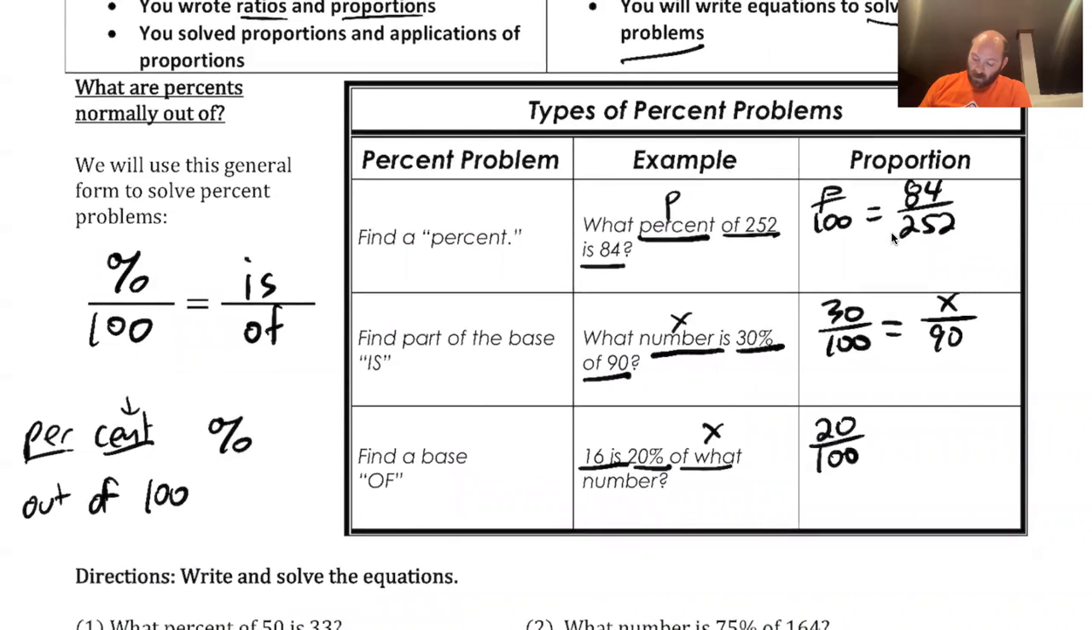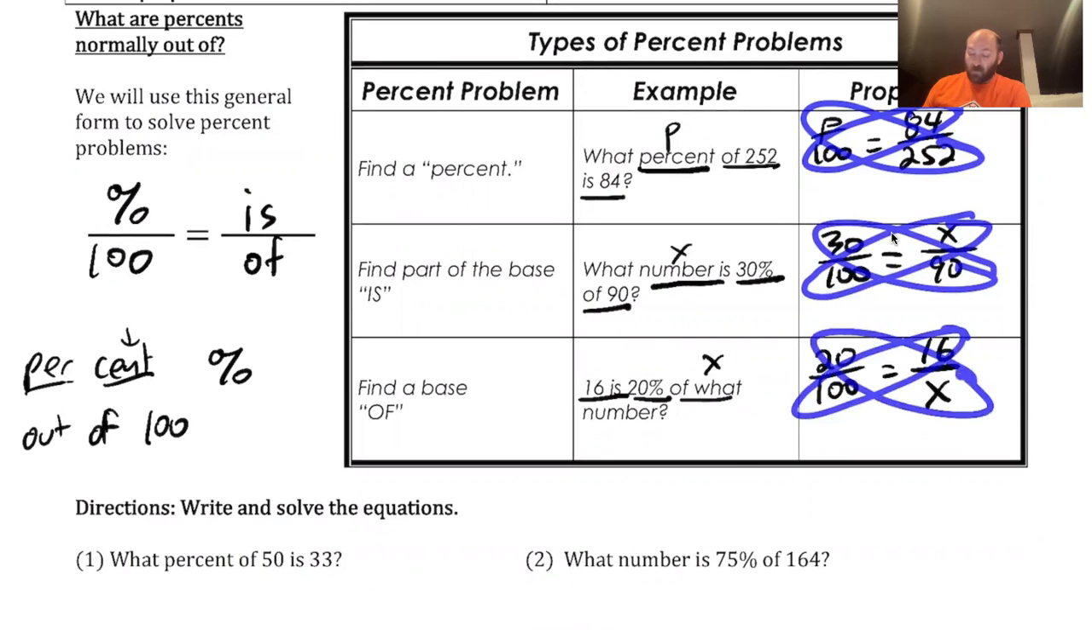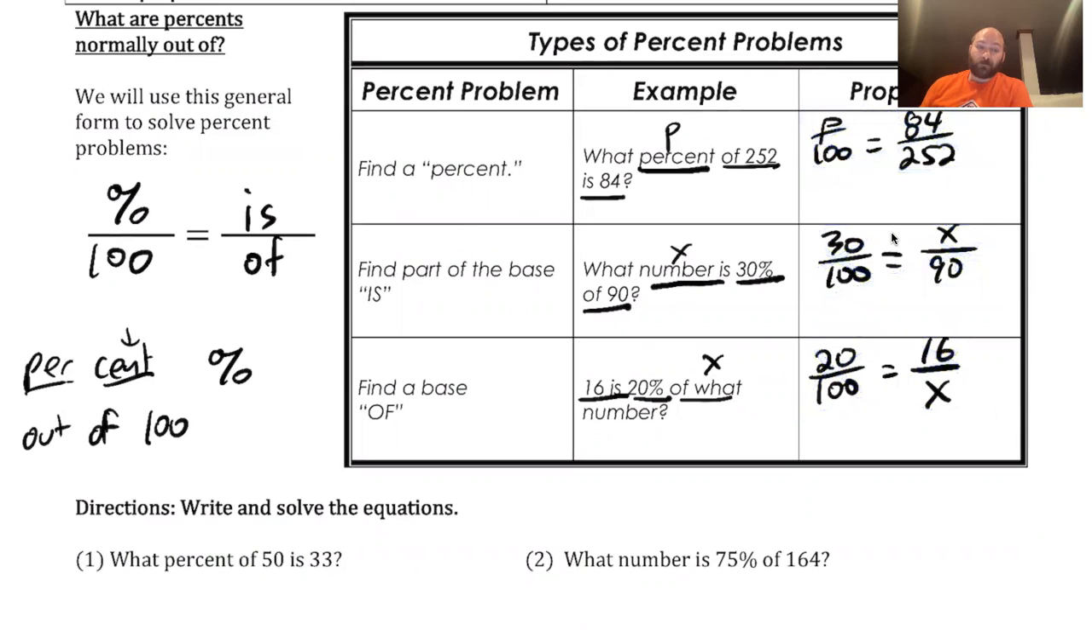Okay, we'll start with this. 20 is going to go over 100. That's my percent. The 16 goes in the is position, the upper part. Of what number? I don't know what it is, so that's where X goes down there. So there are three types of percent problems. You're either looking for the percent, the is number, or the of number. You just need to fill them in based on the description where they belong. I didn't do it here because we'll do it on the problems below, but then you would cross multiply, just like we do with our other proportions, in all three cases.